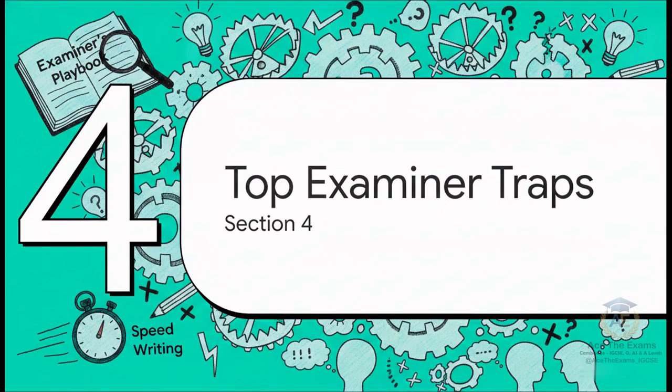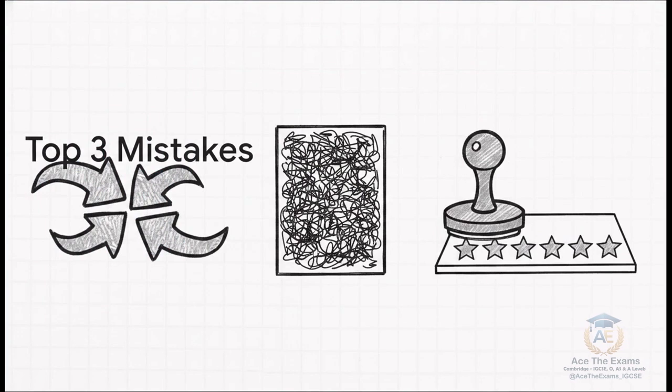Finally, Section 4, Top Examiner Traps. We're opening the playbook to see exactly where students fail. Let's expose the specific patterns of failure that cost candidates their grades every single year. Principal examiners continuously report these 3 major errors: mixing up the timeline of expansion, ignoring strict formatting conventions, and writing generic answers. Let's break these down to ensure you never make them.